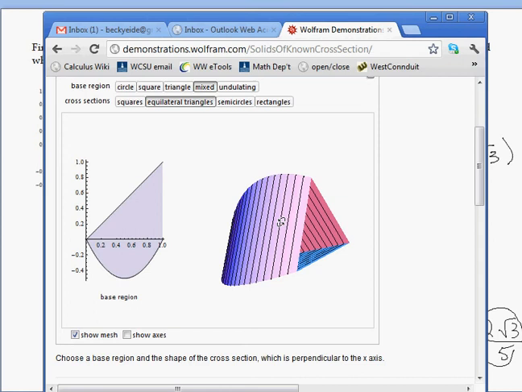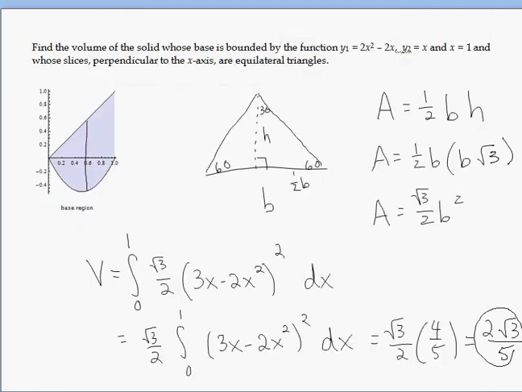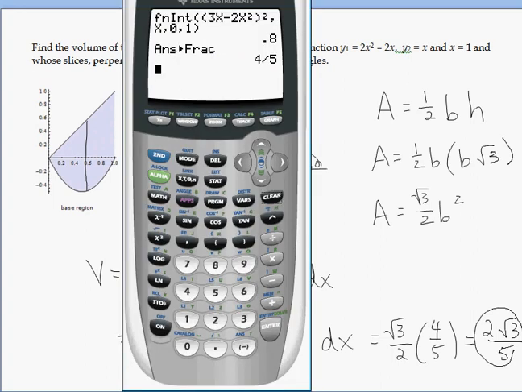And again, for those of you that didn't see how to find this integral, we can use our graphing calculators. This is under Math 9: the function, comma, the variable, comma, the lower bound, comma, the upper bound. And we get that that's 4/5.